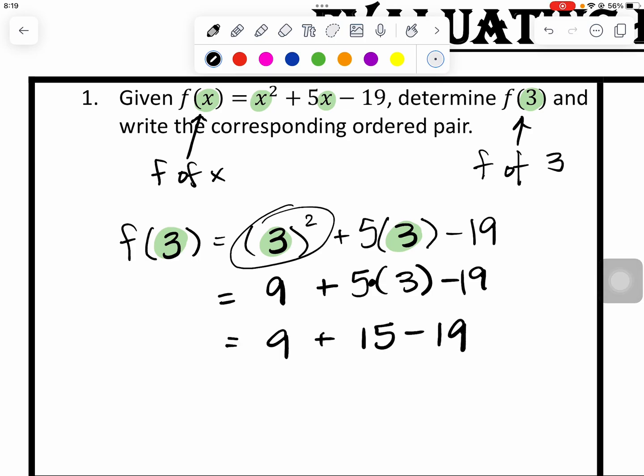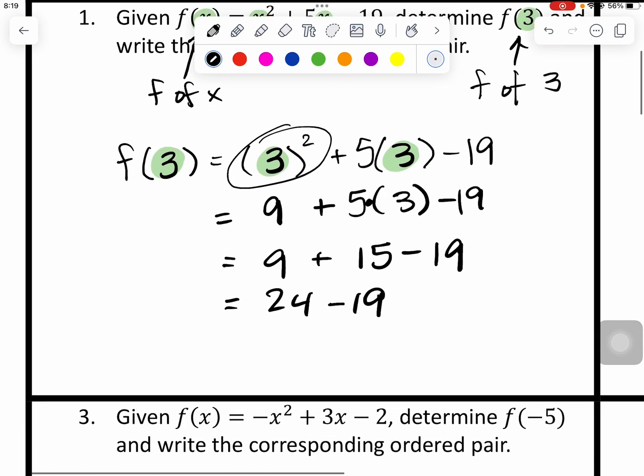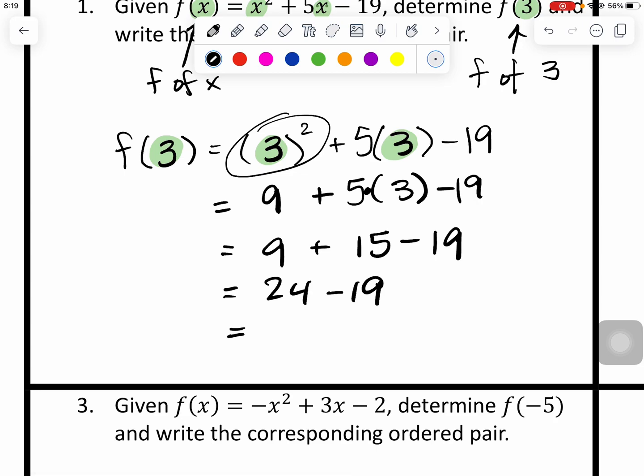And then finally, we evaluate addition and subtraction from left to right. So we're going to start on the left. 9 plus 15 is 24. And then we'll subtract 19. And 24 minus 19 is 5. Now, when you get to this step, that is the function value f of 3 equals 5.